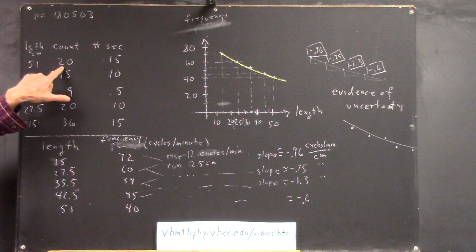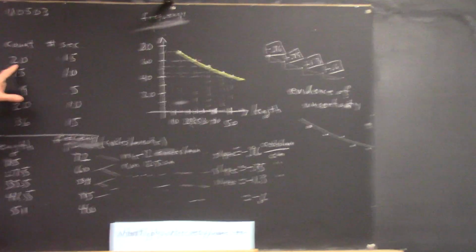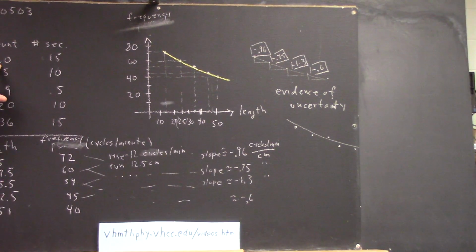Now, as I said, we're counting half cycles. To get the cycles, you would have half as many cycles as you have half cycles.